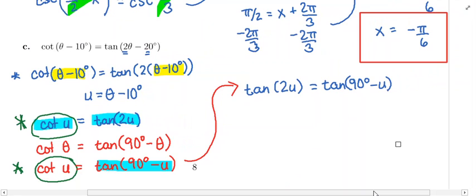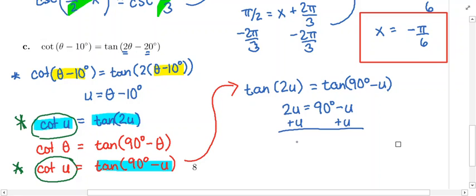So the only way the tangent of something can be equal to the tangent of something else is if the arguments are the same. So I'm going to set 2u equal to 90 degrees minus u. This is going to allow me to solve for u. So I'm going to move the u over. I'm going to get that 3u is equal to 90 degrees. Divide by 3. Okay, u is 30 degrees.